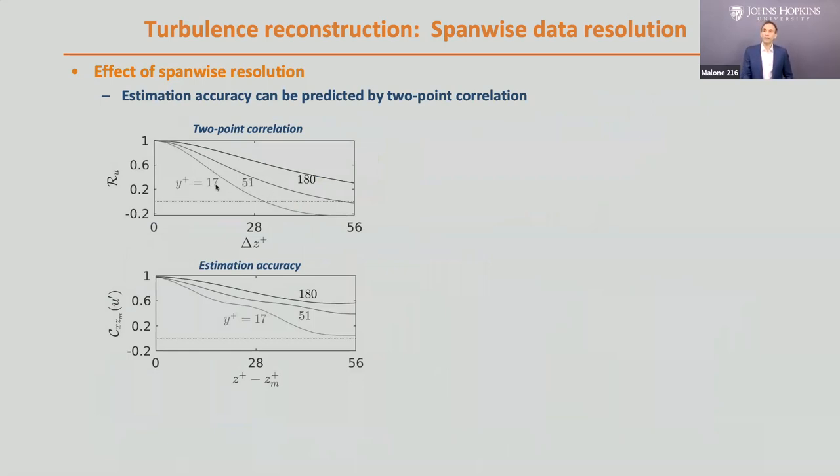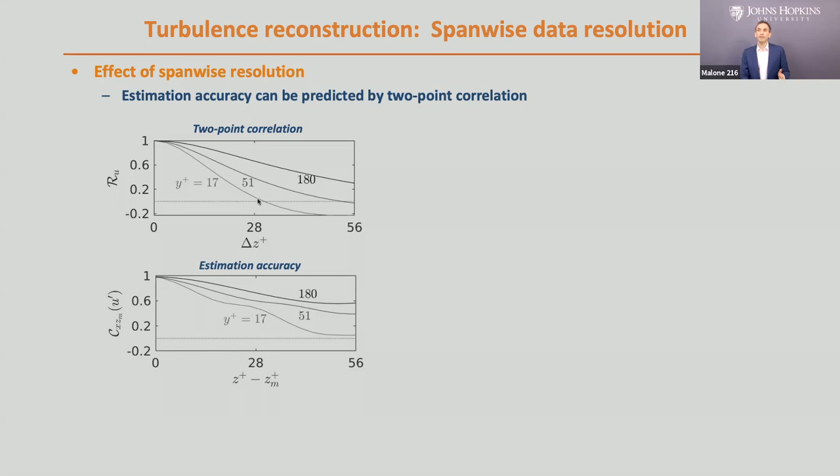And depending on if you're near the wall, you have narrow structures. If you move away from the wall, you have larger structures. And we compare that to the correlation between our prediction of the flow and the true flow. So if I start at the measurement location, my prediction of the flow and the true flow are perfectly correlated. And if I move away from the measurement station, so this delta Z is now moving away from a measurement point, I get less and less correlated.